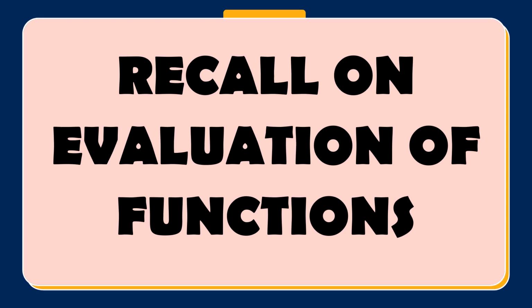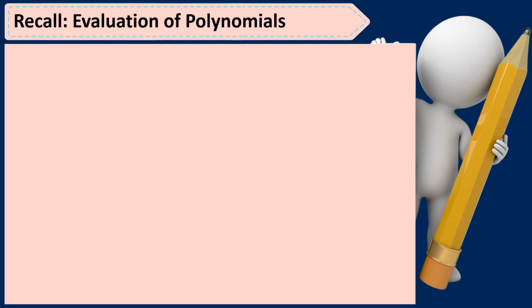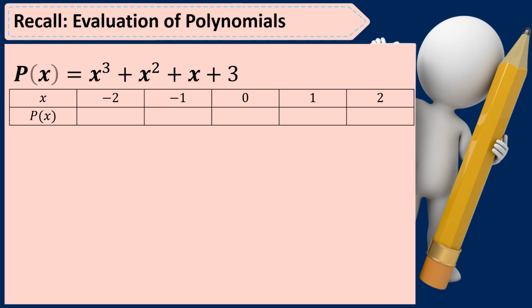Good day, everyone. Before we start our discussion on remainder and factor theorems, we need to recall first evaluation of functions. First example, we will have p of x is equal to x cubed plus x squared plus x plus 3. And we will solve for p of -2, p of -1, p of 0, p of 1, and p of 2.